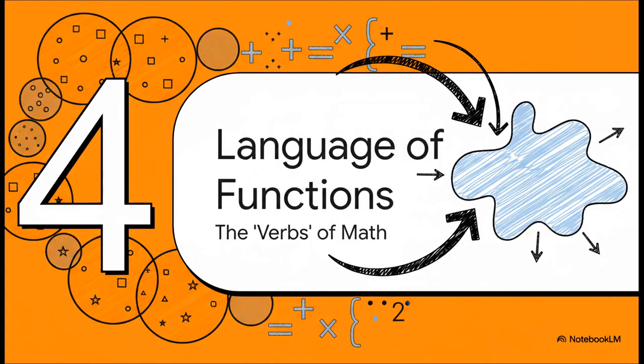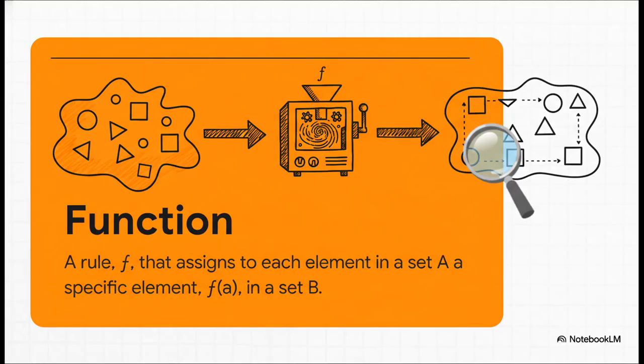All right, we've got our nouns, sets. But a language with only nouns would be pretty boring. We need action. We need relationships. We need verbs. And in the language of math, our verbs are called functions. So what is a function? Well, it's just a rule. Think of it like a machine. You put an element from your starting set, A, into this machine. The function, our rule F, does something to it, and then it gives you back exactly one very specific element from the ending set, B. One in, one out. That's the core rule.